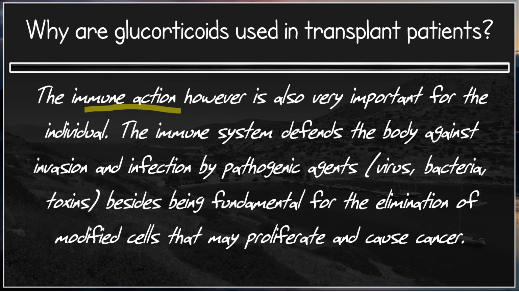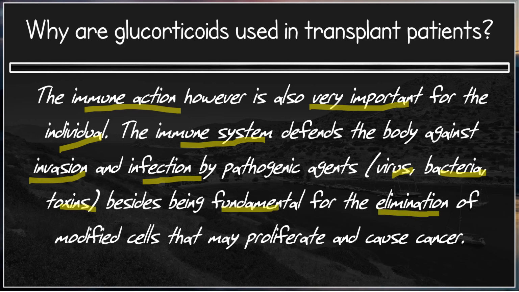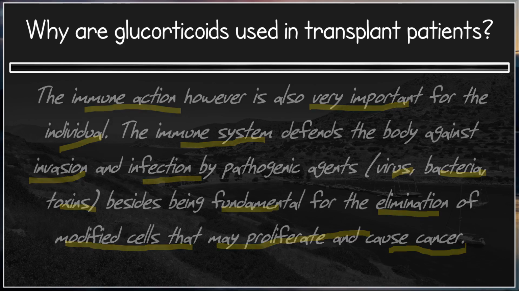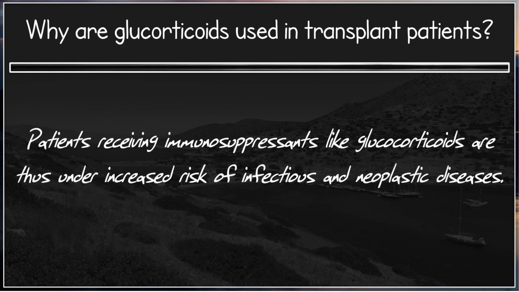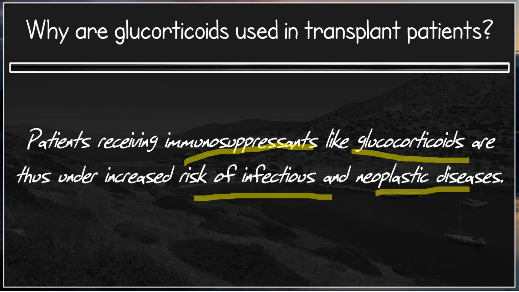The immune action, however, is also very important for the individual. The immune system defends the body against invasion and infection by pathogenic agents, the viruses, bacteria, and toxins, besides being fundamental for the elimination of modified cells that may proliferate and cause cancer. Patients receiving immunosuppressants like glucocorticoids are under increased risk of infection and neoplastic diseases.